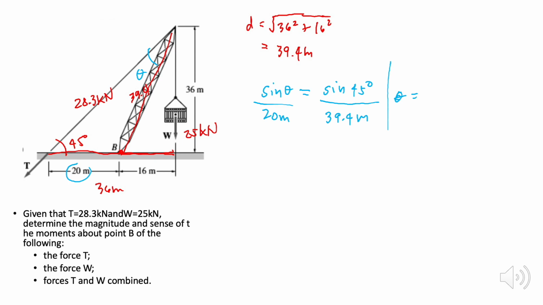So this gives us theta is equal to arcsine of 20 sine 45 degrees divided by 39.4 meters, which gives us theta is 21 degrees. Okay. Now to look for the moment caused by T, let's redraw this. So this is B, and this is the line of action of T.